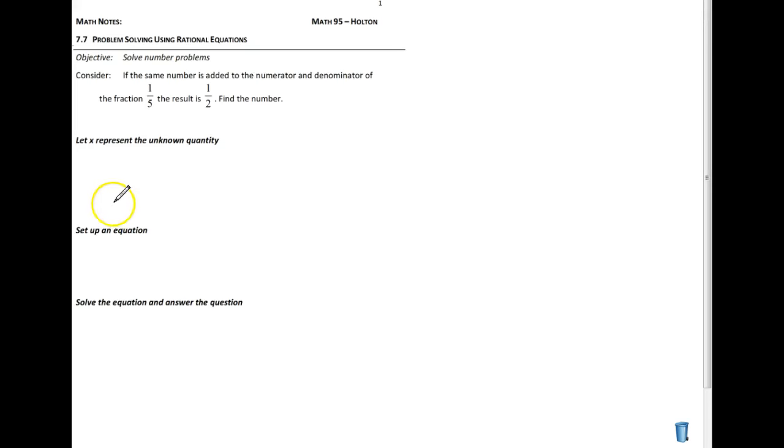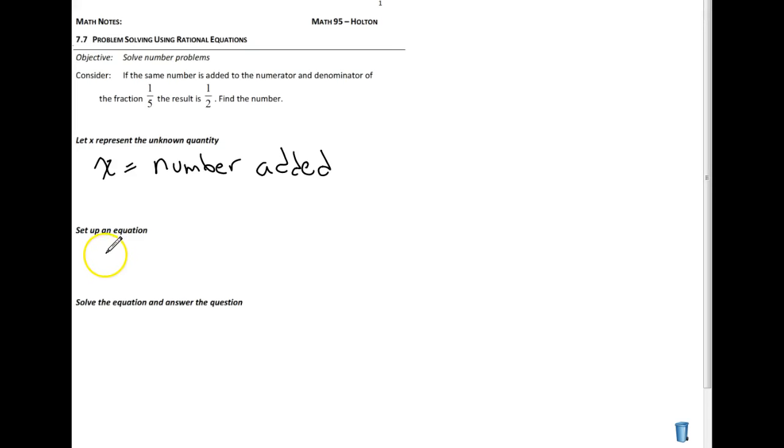Okay, so I have some steps that I generally follow when doing problem solving with rational equations. And the first is let x represent the unknown quantity. So x is the number added, the number that we add to both the numerator and the denominator. It's always helpful if you define what your variable is so that we can go back and understand that in the long run.